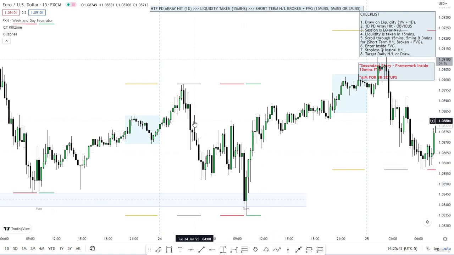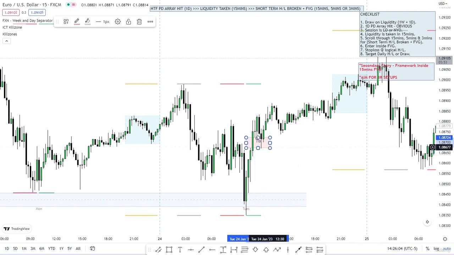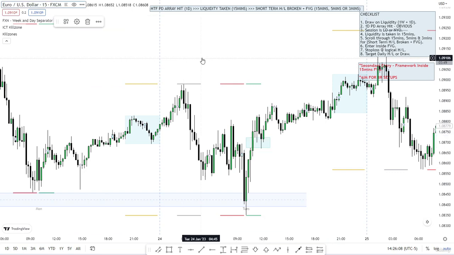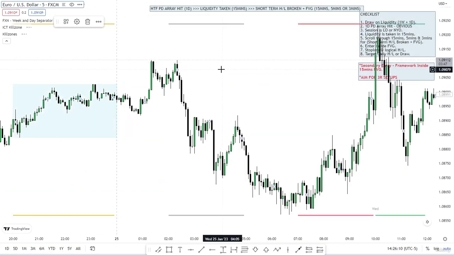So once we hit, this liquidity has been taken out. In the 15 minutes, we are seeing this imbalance here. But after taking out this short-term high and this one, it left this imbalance. But now we have to drop down to the 5 minutes first. Let's use the 5 minutes first.